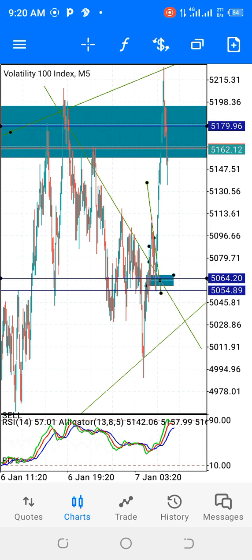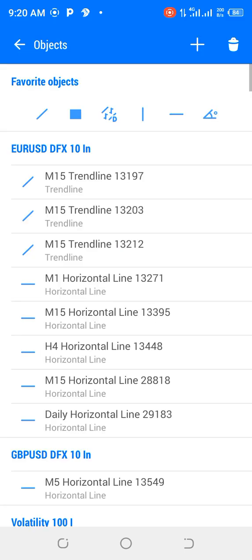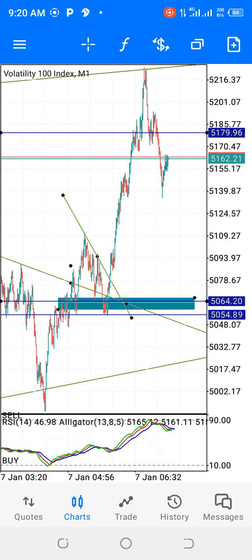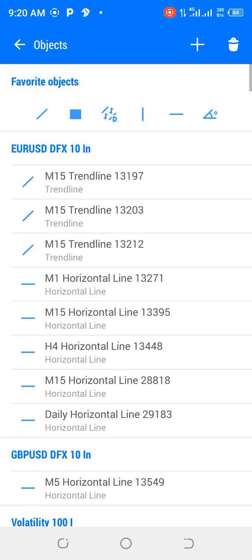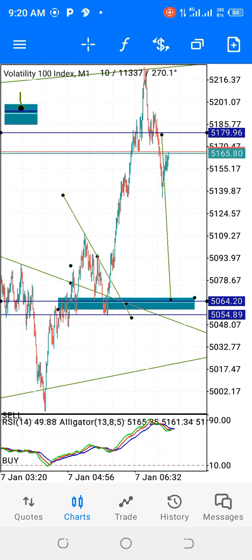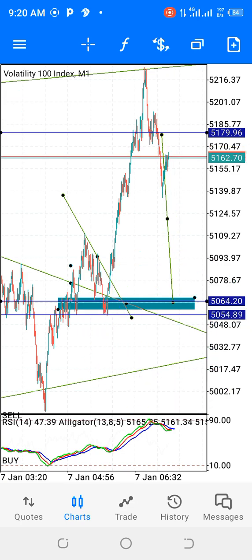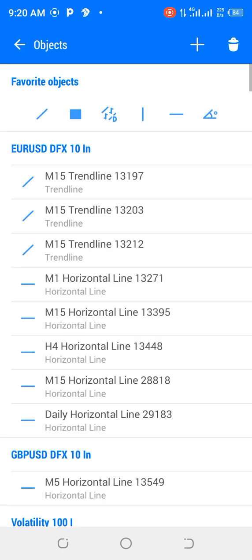Now, every time VIX 100 breaks out, it always comes back for a retest. You look at this, it broke out from that particular level, which is here, and it was attempting to come for a retest. It might come down here before it starts soaring up from here. And when it goes up, it will break that particular high over there.